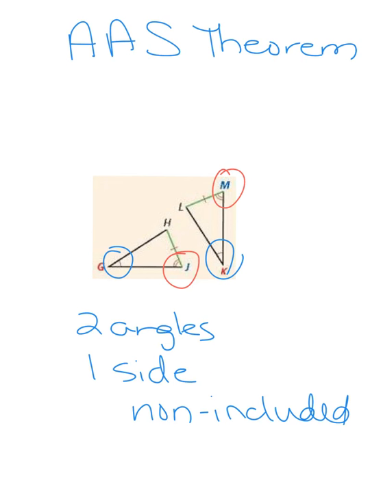So in this case, that side is going to be ML and also segment HJ. So because I have 2 angles from one triangle that are congruent to 2 angles of another triangle, and I have one non-included side from each triangle that are congruent, I can say that these triangles are congruent by the angle, angle, side theorem.